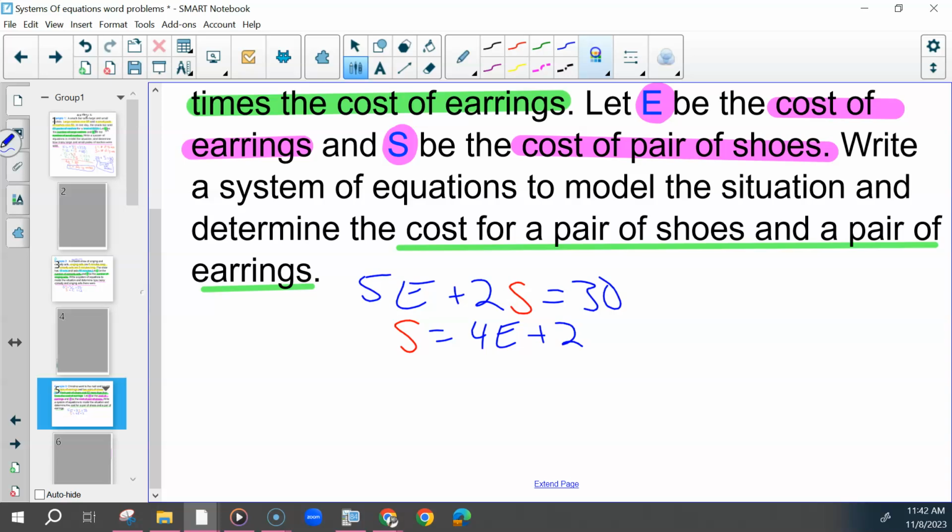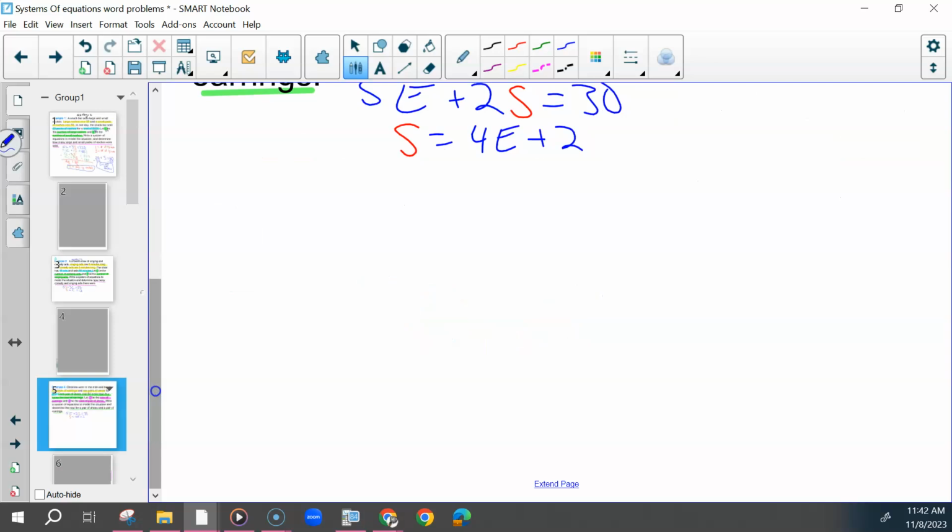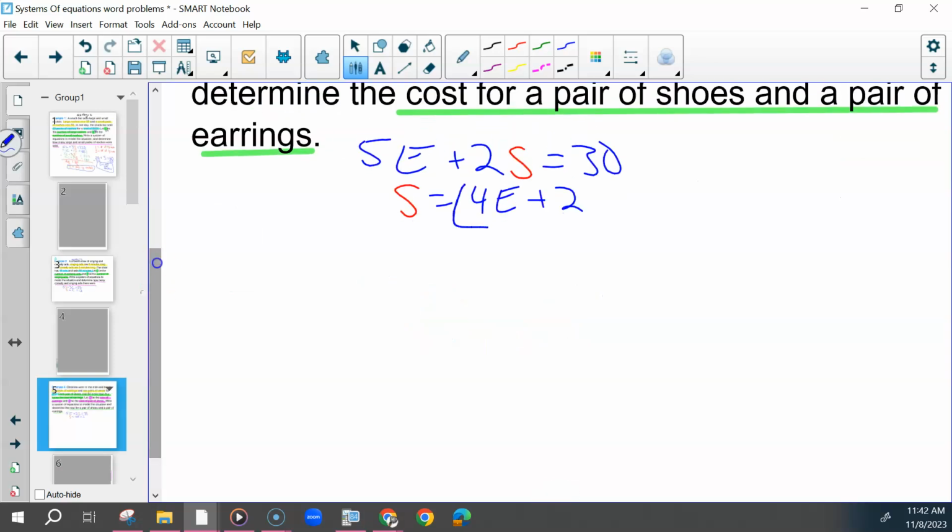So the last one we solved by elimination. We could have done any of them. This one has an equation where we have a variable by itself. Which of your 3 methods is really good for that? Graphing, substitution, elimination. Substitution. So when you have something like this, I have an equation that's already solved for the variable. I'm going to take this piece, put it into the other one where S is.